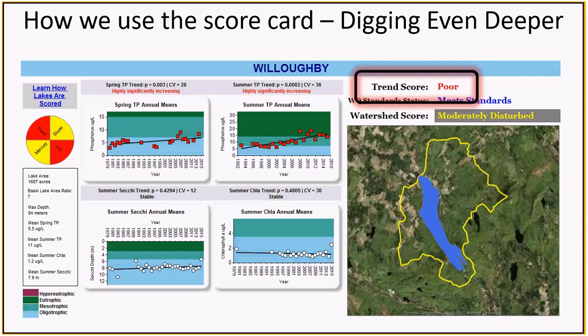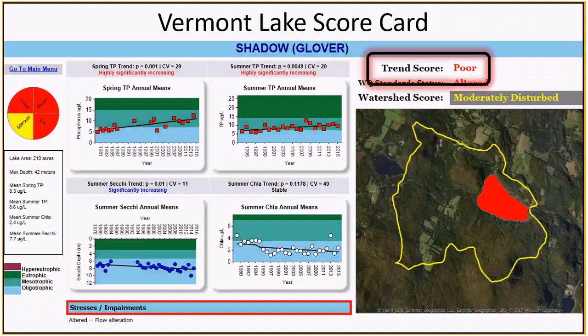So despite the generally good news from the lake scorecard, we did notice a couple of years ago that quite a few of our lowest nutrient lakes with exceptionally good water quality, like Willoughby here, were nevertheless showing some alarmingly increasing phosphorus trends. So here's Shadow Lake in Glover, Maidstone, and so on.